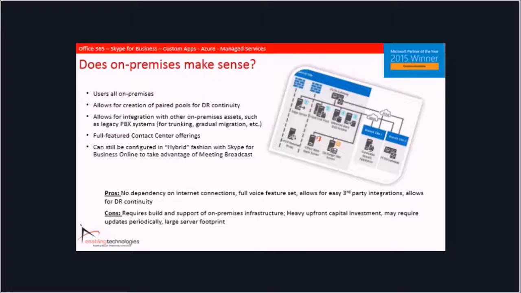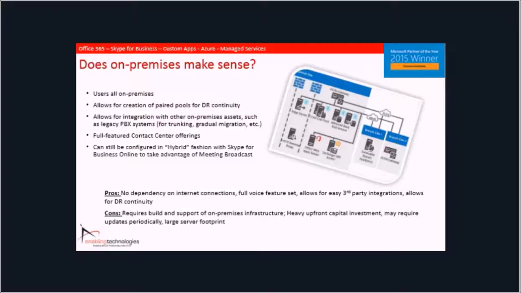Down below, just some basic pros and cons to keep in mind with this particular configuration. Pros in my mind would be no dependency on internet connections, right? The cloud's a wonderful thing as long as we have internet connectivity. And there are a lot of things that can be done to make that as resilient as possible, but at the end of the day, the on-premises solution would be the one solution that would be not dependent on that internet connection for your voice. It gives you the full voice feature set, so none of the limitations that would exist today, although they're being knocked down quickly with Cloud PBX. Skype for Business on-premises, of course, is the native version of the product. It allows for easy third-party integrations, as noted, and lastly, it would allow for DR continuity through deployment of multiple pools.